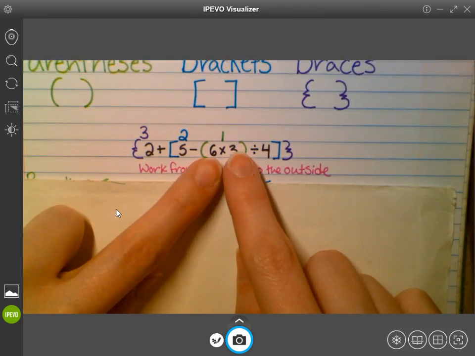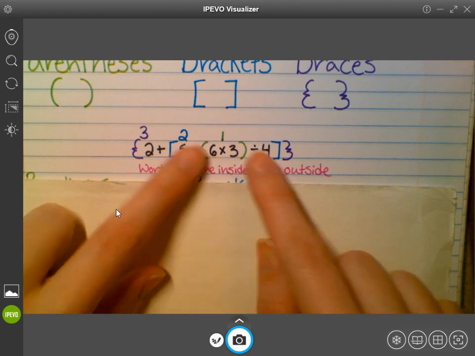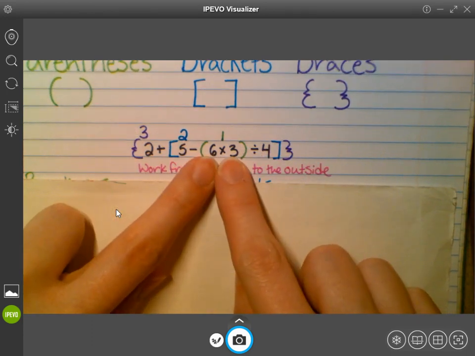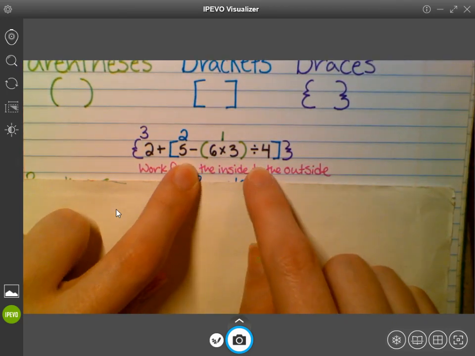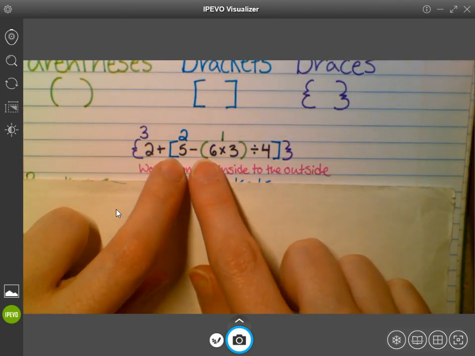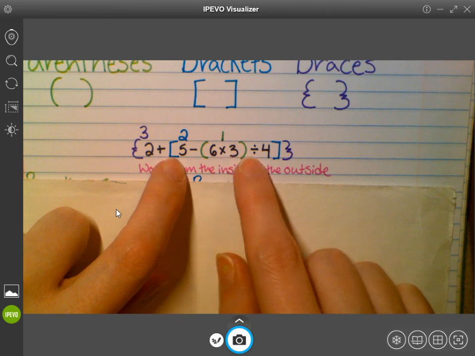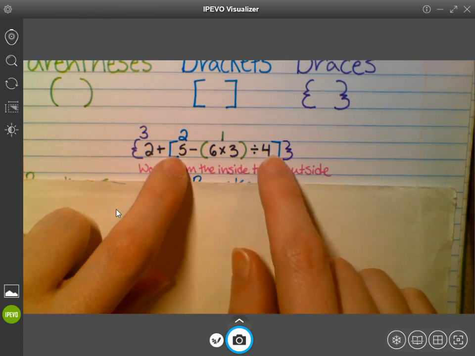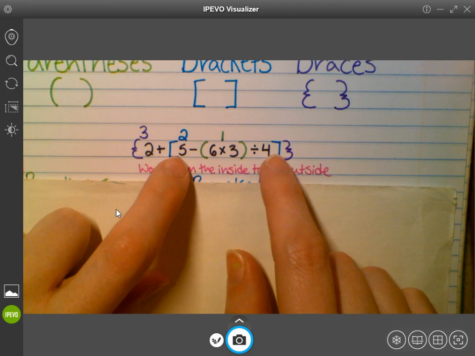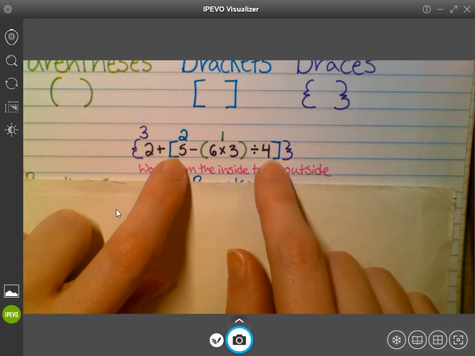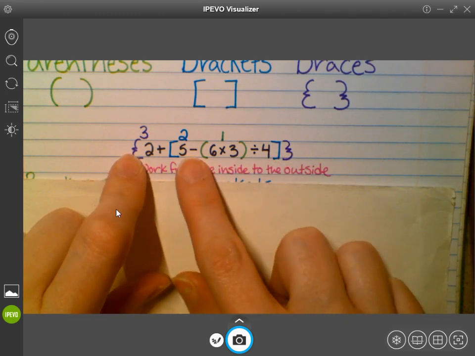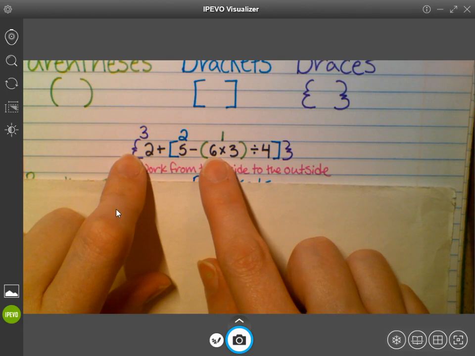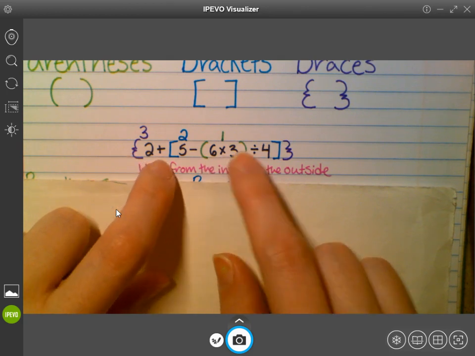No. So I would solve what's in the parentheses first, which is all the way inside. Then when I get that answer, then I move to what's inside the brackets. So that would be 5 minus, and then whatever 6 times 3 is divided by 4. So then I would follow the order of operations for what's inside the brackets. Get that answer? And then I move to the very outside, which is the braces. So whatever number I got from solving them in the brackets, I would then do 2 plus that.